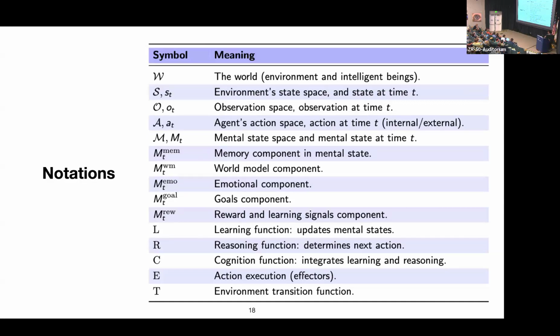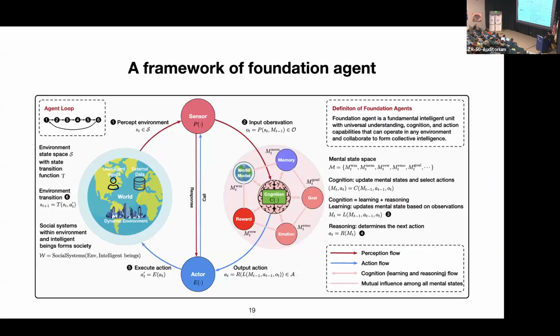Let's talk about what we call a foundation agent. These are some notations, but you don't need to remember them. Let's check this figure. From a high level, it's quite consistent with what we know. You have perception from the environment, and you have actions to take. What's more fine-grained is within this cognitive part. Specifically, we define what we call the mental state space, with several key elements, like sub-mental states such as the world model, as introduced by Dr. Ziting, the memory for memorizing past experience, reward shaping, emotional grounding, and the goals. We consider all these critical parts of the internal mental states.